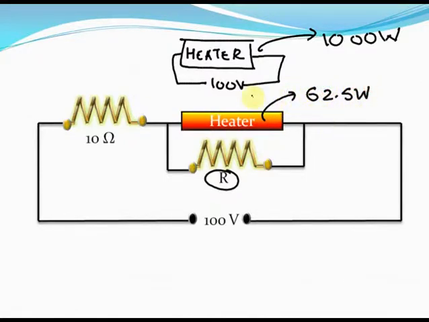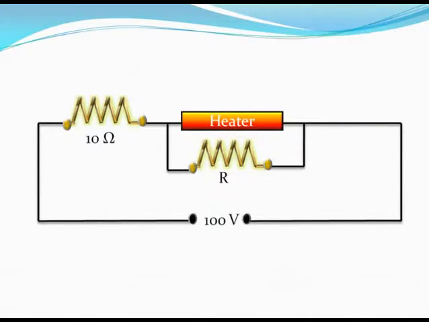Understood? So if only a 100 volts battery was connected to the heater, the power dissipated by the heater was 1000 watts. We have to find out how this circuit must be. That is, what value of resistance R must be connected in parallel with the heater so that the power dissipated in the heater becomes 62.5 watts. Well, let's first make use of the fact that the capacity of the heater, the maximum power that can be dissipated in the heater when a 100 volts battery is connected, is 1000 watts.